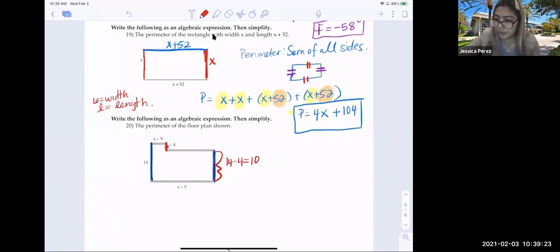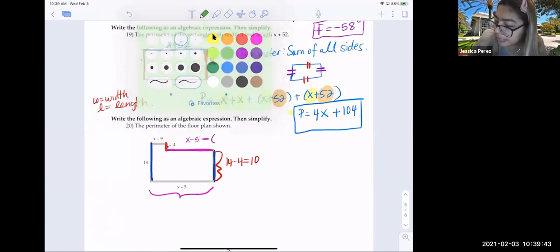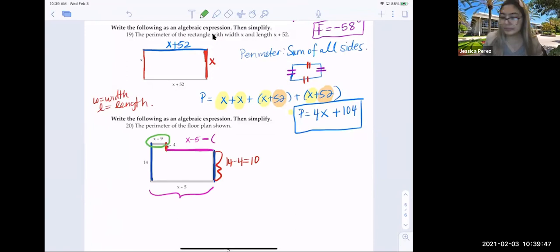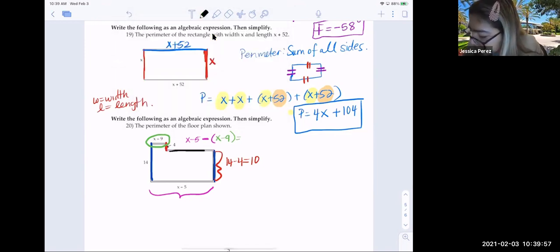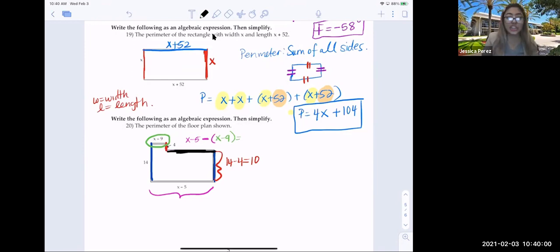Now, let me use a different color. What would this pink side be? Well, we know that that big one is X minus 5. So from X minus 5, we need to subtract what piece? This piece, X minus 9. That gives us, let me change the color, this black side. This black side is the subtraction of X minus 5 and X minus 9. Is that clear? Because you have this big piece minus this little piece. That's this one.